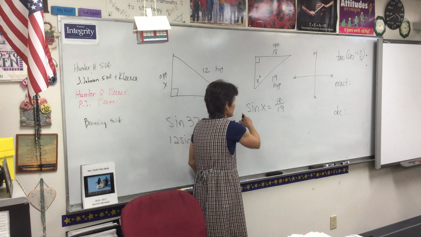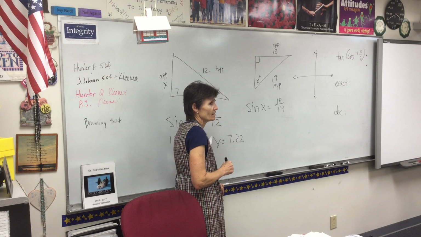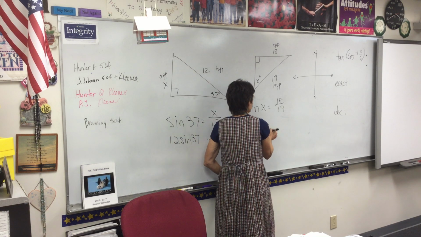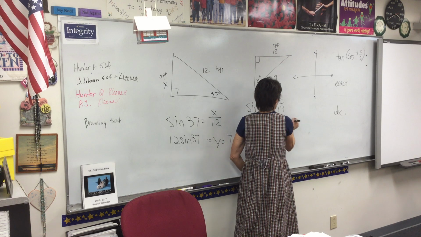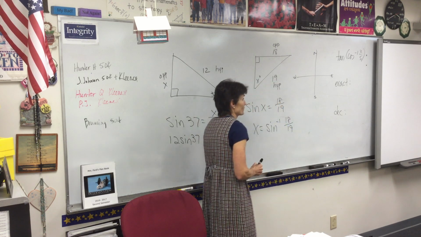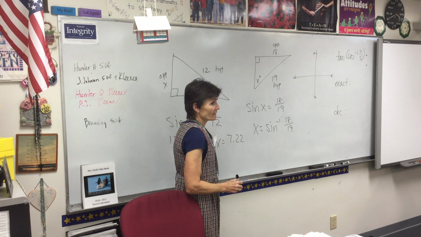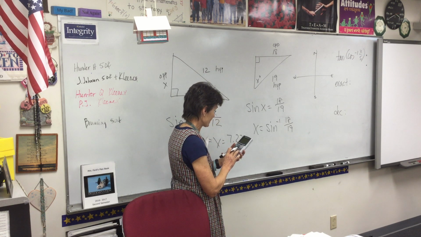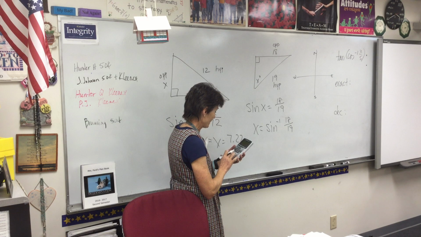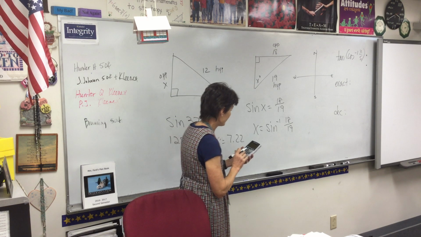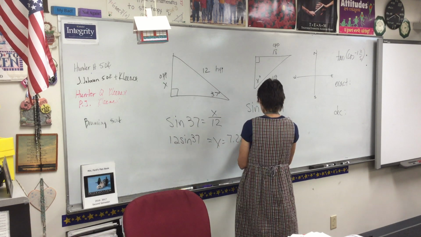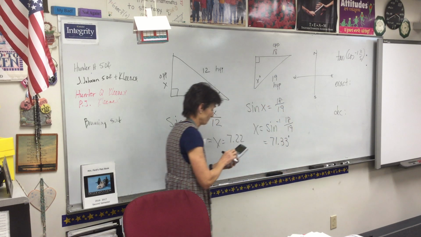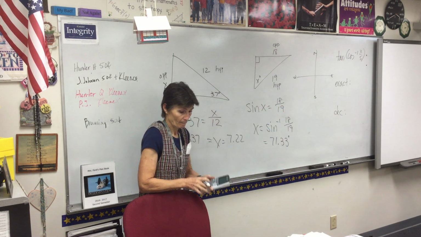Please don't bring the 19 over. That won't do you any good. The only way to solve that is to do what? Second sine. When x is the angle, we have to do second something. So second sine, 18 divided by 19. Did you get 71.33 degrees? Mm-hmm.